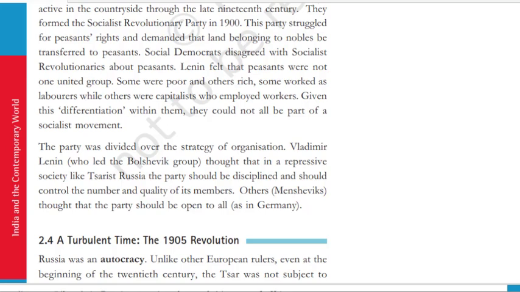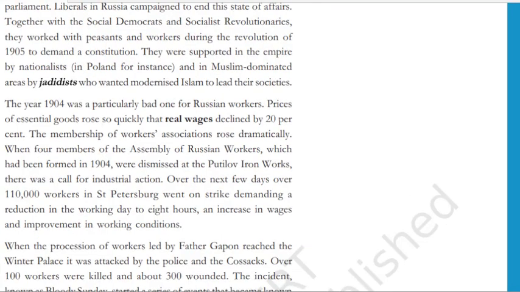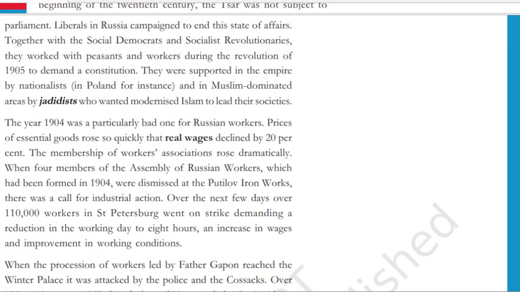2.4 A turbulent time, the 1905 Revolution. Russia was an autocracy. Unlike other European rulers, even at the beginning of the 20th century, the Tsar was not subject to parliament. Liberals in Russia campaigned to end the state of affairs. Together with the Social Democrats and Socialist Revolutionaries, they worked with peasants and workers during the Revolution of 1905 to demand a constitution. They were supported in the empire by nationalists in Poland, for instance, and in Muslim-dominated areas by Jadidists who wanted modernized Islam to lead their societies.